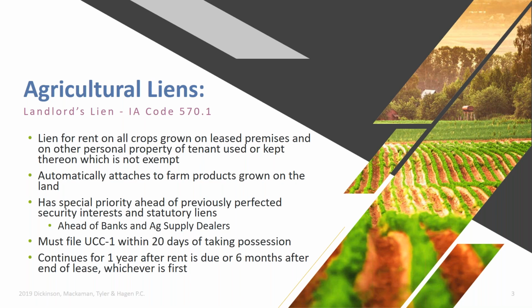But in order to perfect the security interest, the landlord has to file a UCC-1 either at the time of taking possession or within 20 days of taking possession to be able to have that perfection and be able to maintain that lien ahead of any bank or financial institution that has a lien on the similar product, farm products. The landlord's lien continues for 1 year after the rent is due, or for 6 months after the end of the lease, whichever comes first.